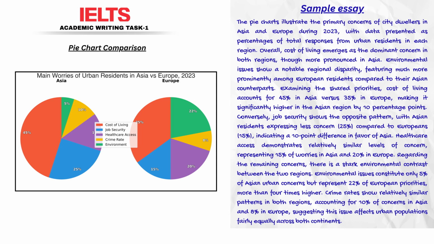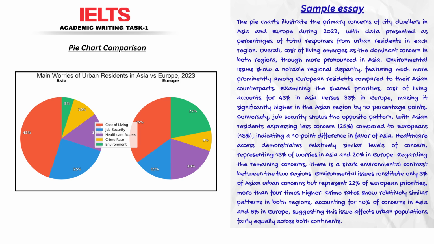Paragraph 4 continues this excellence. It starts with another great cohesive phrase. Regarding the remaining concerns, it highlights the stark contrast in environmental worry, 5% in Asia versus 22% in Europe, describing it as more than 4 times higher. The essay notes that crime rates are relatively similar in both regions, showing attention to detail in the analysis.